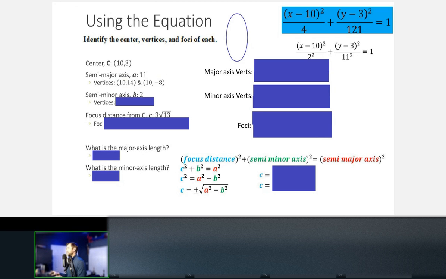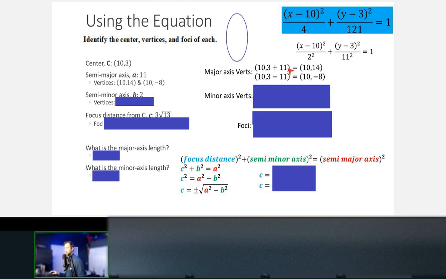My work for this looks kind of like this. So for the major axis vertices, from the center, 10 comma 3, we are adding and subtracting 11 in the y direction. That's why I have plus 11 and minus 11 on the y coordinate. So this is the work that I showed versus doing that grid.